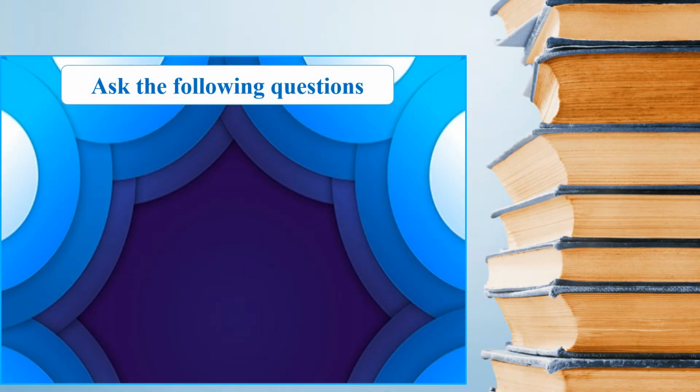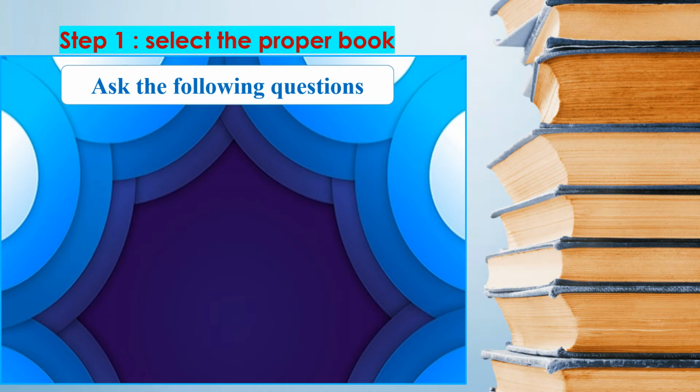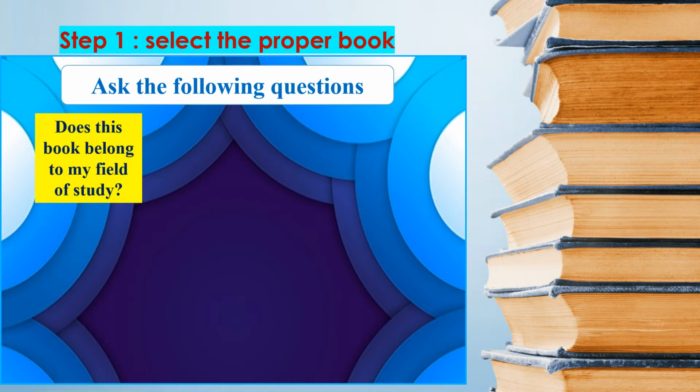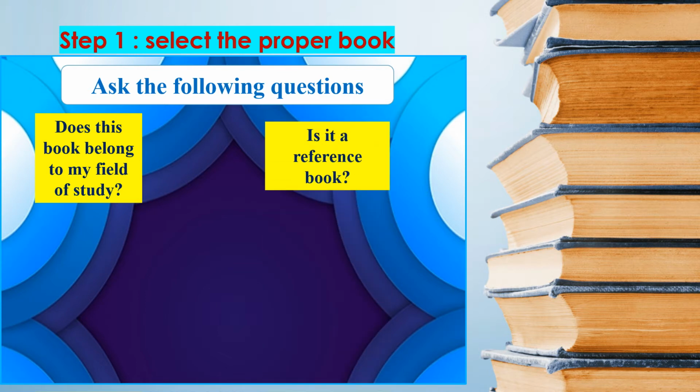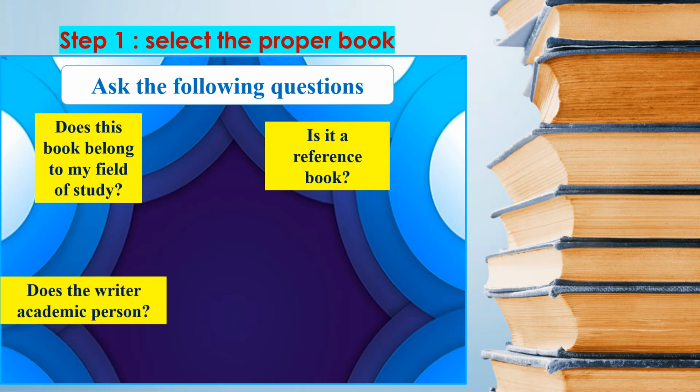Actually, in order to select or choose a proper or suitable book, you should ask yourself specific key questions. The first question, does this book belong to my field of study in foundations of education or not? Is it a reference book? Does it have a historical background of the philosophy and sociology and psychology of education or not? So is it a reference book or not?